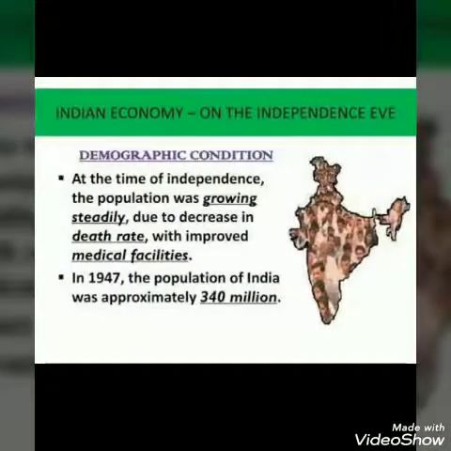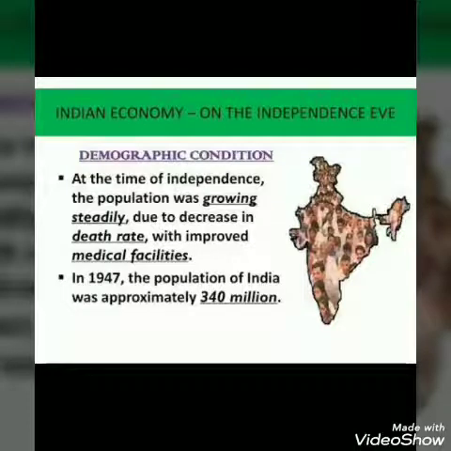According to this, the literacy rate was also low. Okay, it was just 16%. So it reflected the social and economic backwardness of the country, because if the people of a country are not literate, not educated, then they cannot work for development, for improvement.